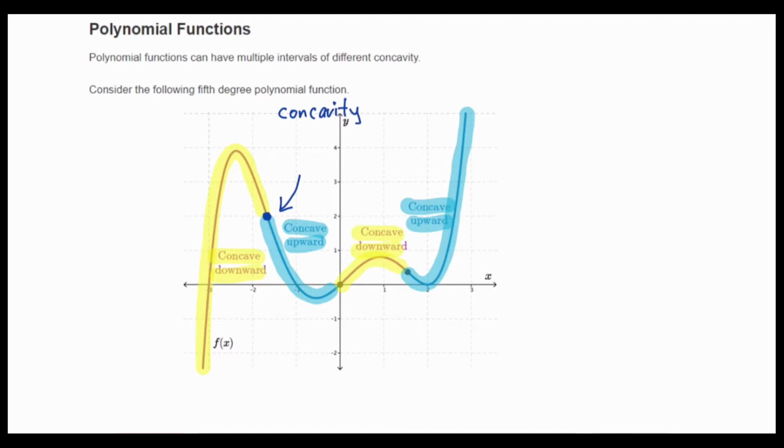Concavity. I need to double check my spelling as I go sometimes too. Concavity changes, and these are our inflection points. Where else are we going to have inflection points? Also here, and here. And this is a 5th degree polynomial that's mentioned up here in the question. I kind of forgot to mention that.